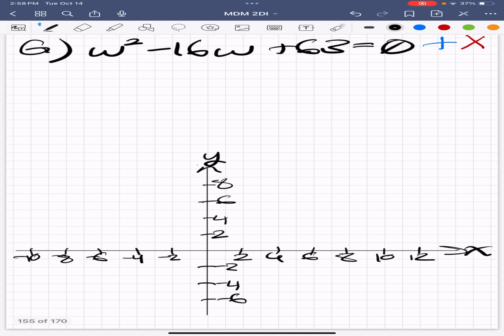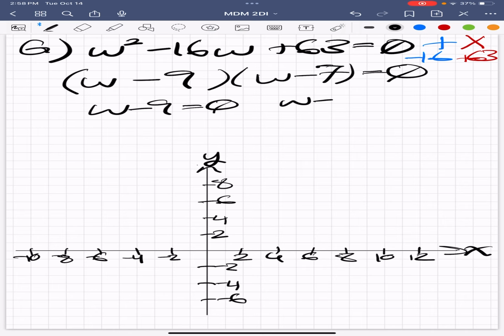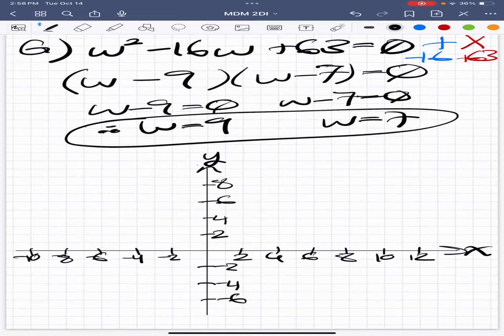Moving on. So we have w's, and we need two factors that add to negative 16 but multiply to positive 63. So we have w and w, and then we have negative 9 and negative 7, I believe. And then we have w minus 9 equals 0, and we set each piece equal to 0. And we have w equals 9 and w equals 7. And that would be our answer.